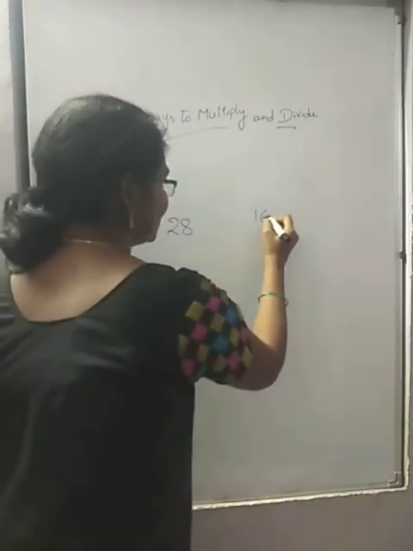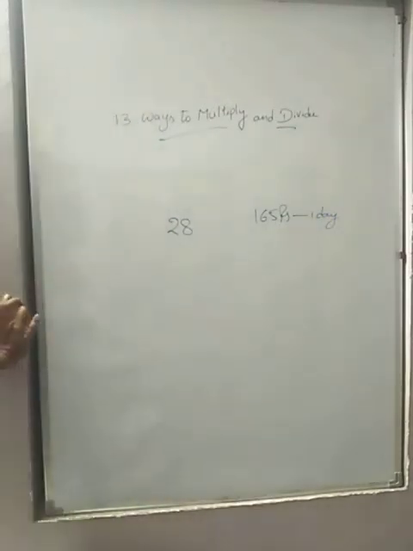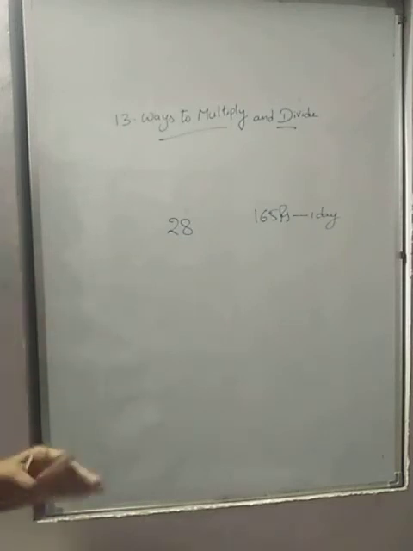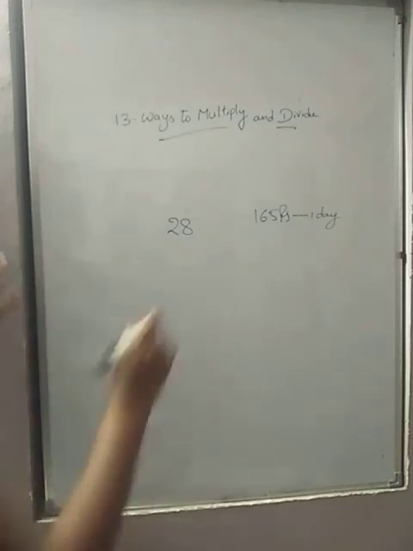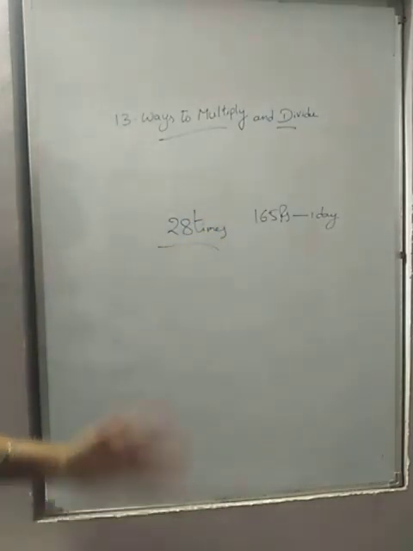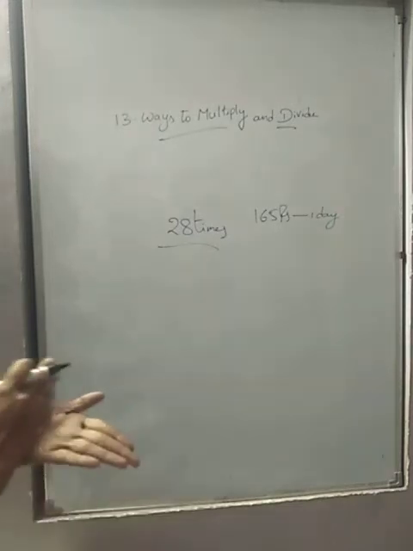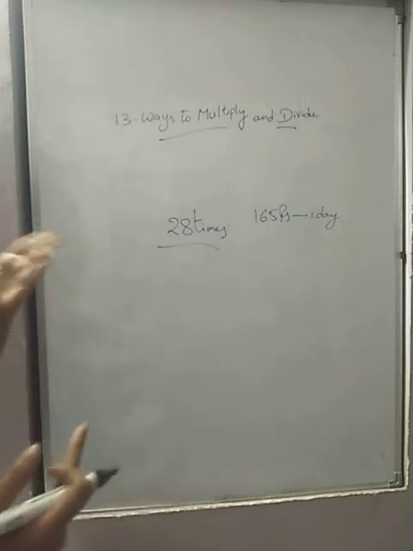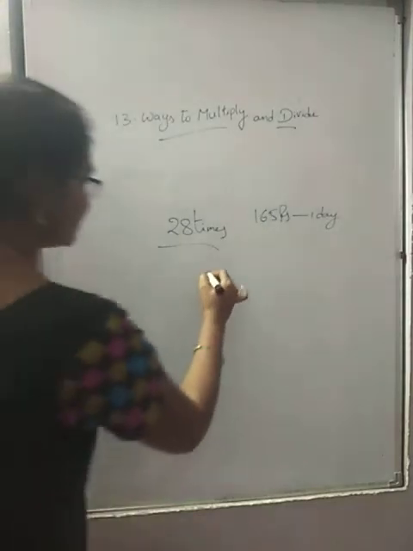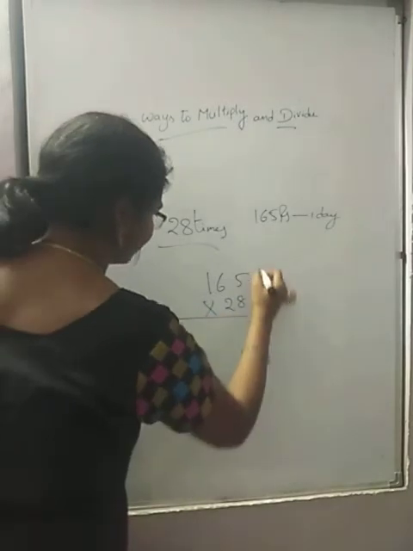165 rupees for one day. One day Chandran takes 165 rupees, but he is coming on special days only. Last year he came 28 times. That means total how much money he'll get? For one day 165. 2 days means 165 into 2, like that. Or 10 days means 165 into 10. Like that, how many times did he come? 28 times. So 165 into 28 we should multiply.